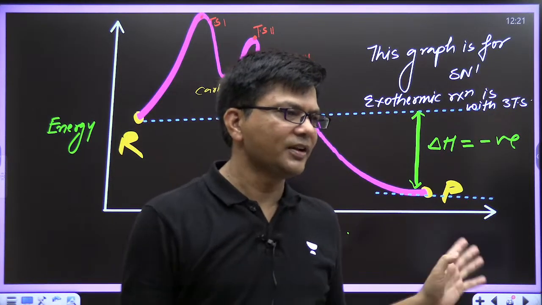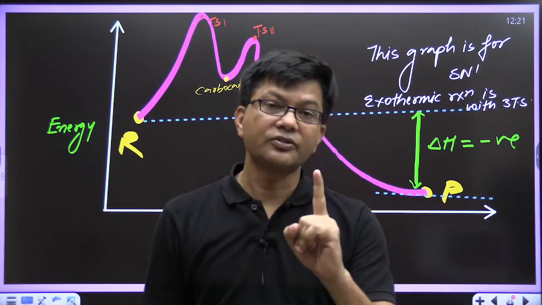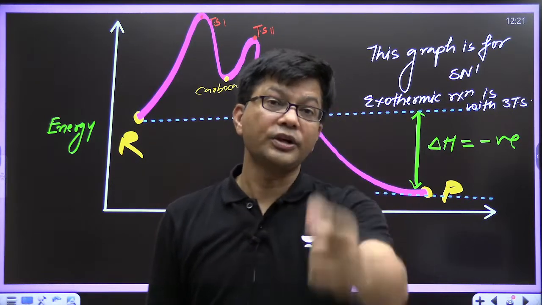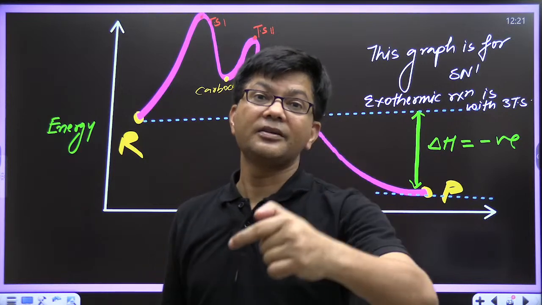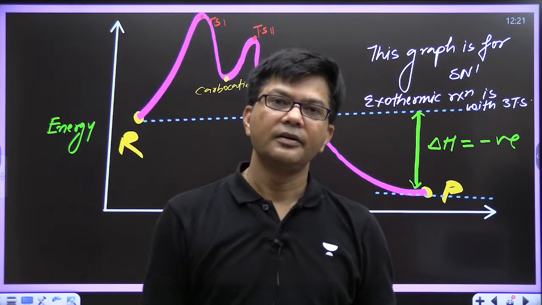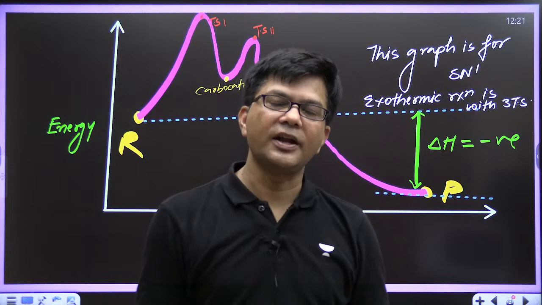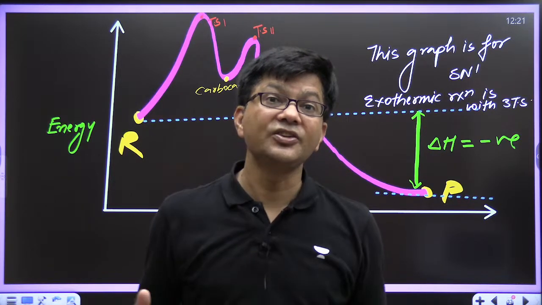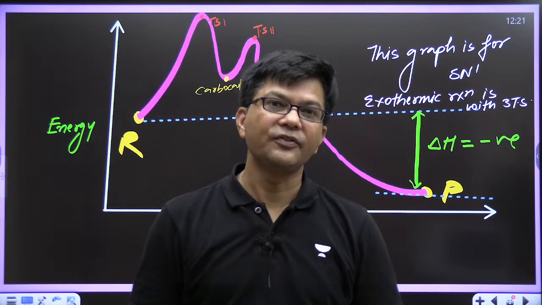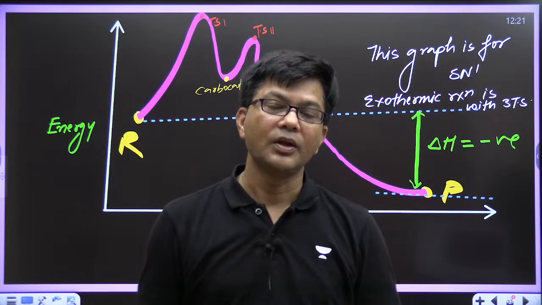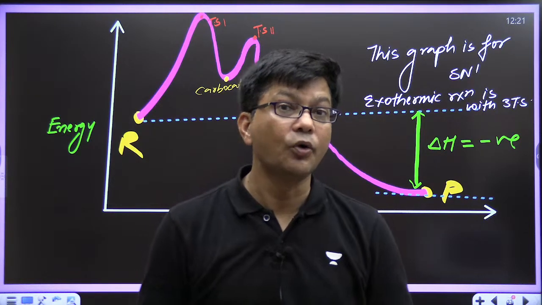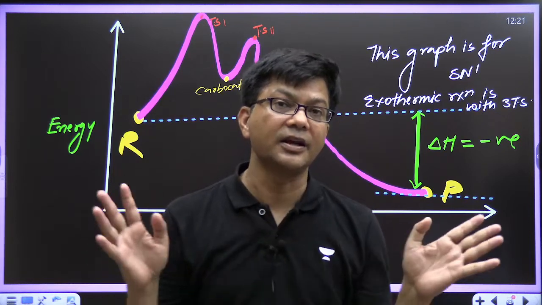So each and everything I've told you, kids, just go through it. Try to keep it in your brain so that for further applications of SN2 and SN1, you can understand each and everything. If you're not keeping this in your brain, you won't be able to understand. You won't be able to do anything, kids.